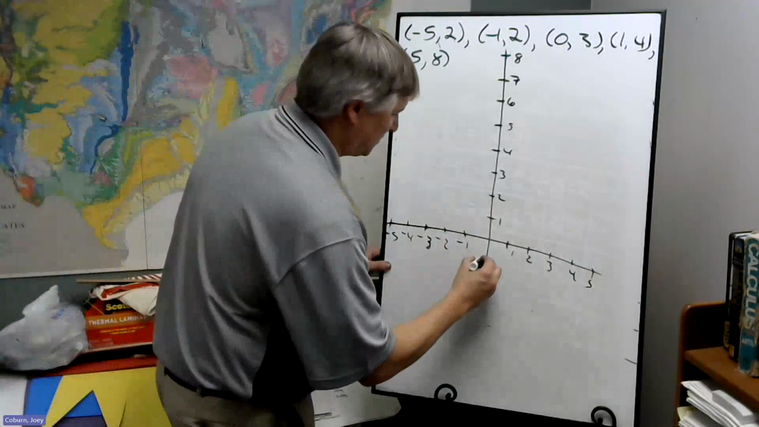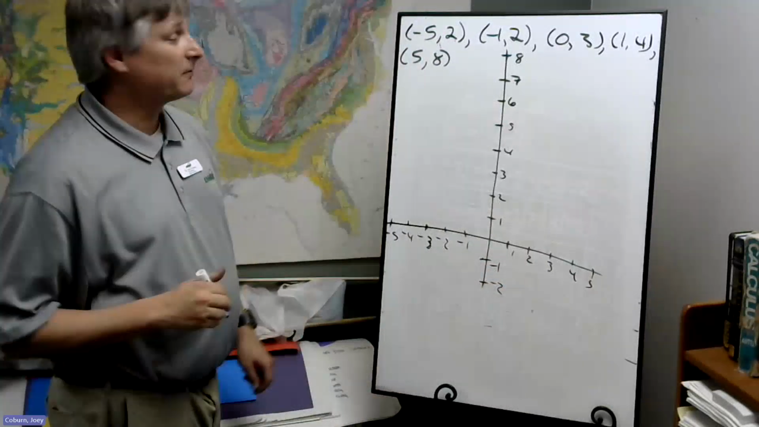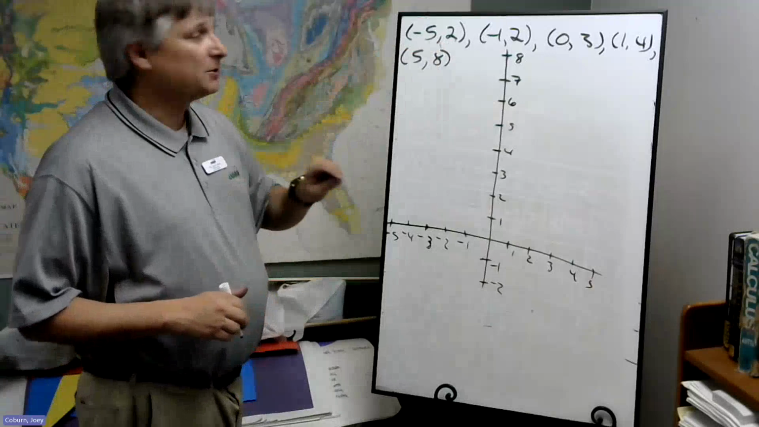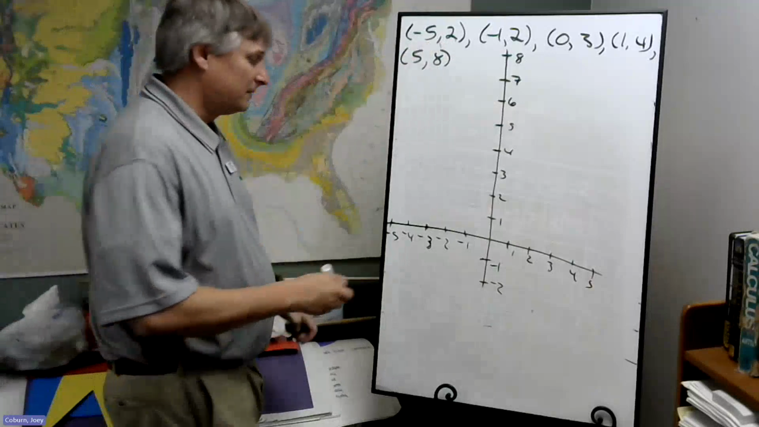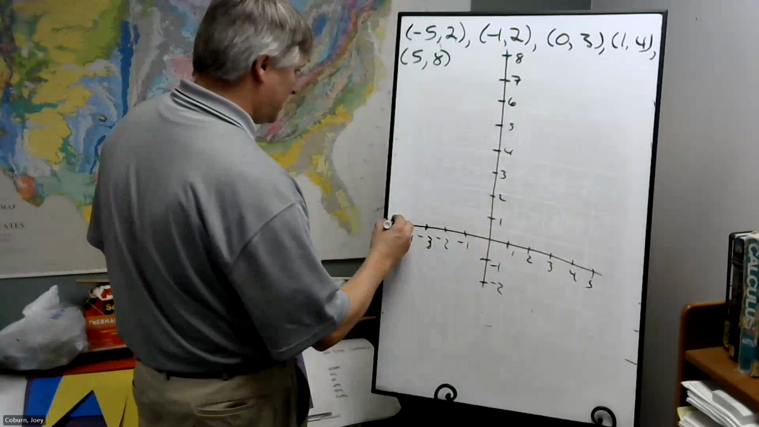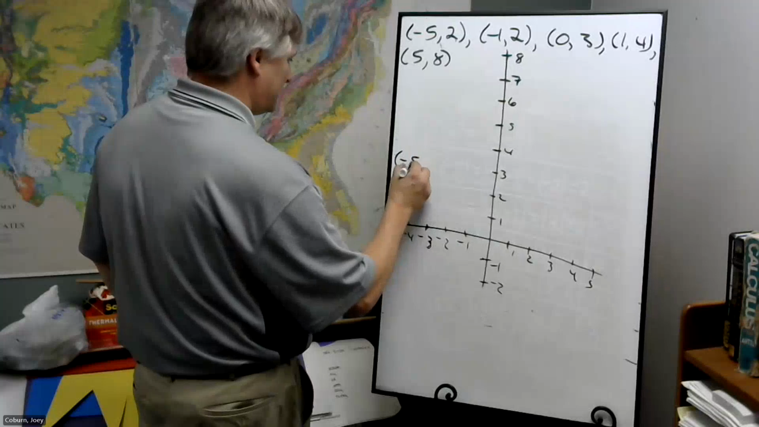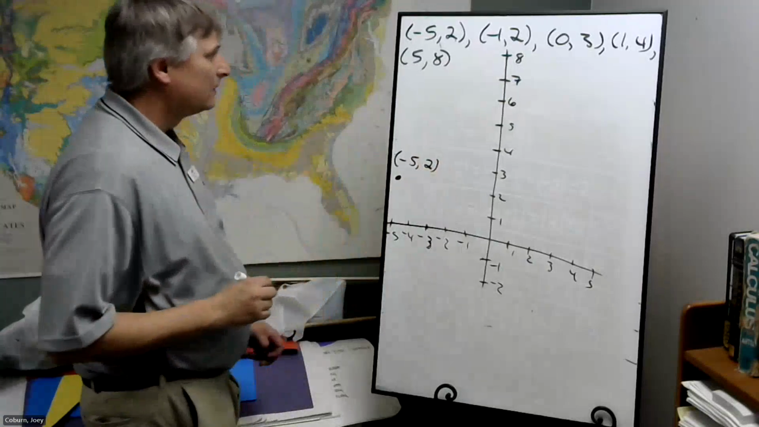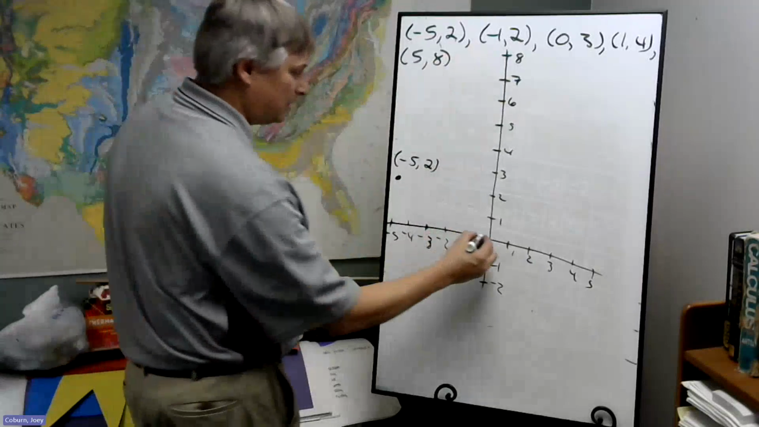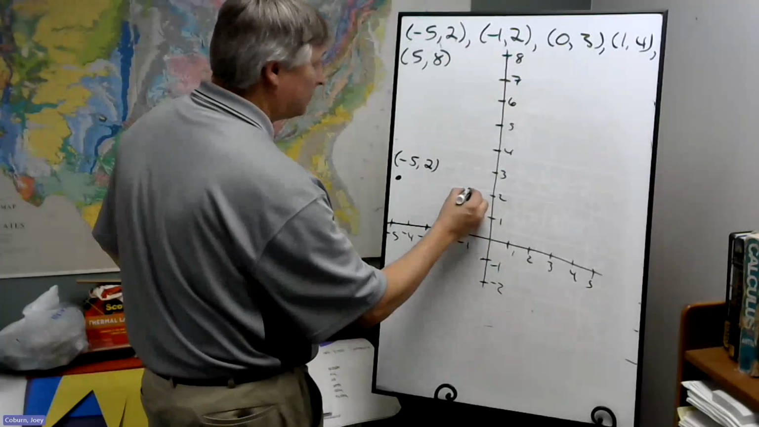And just for completeness' sake, I'll put some negative points down here, but we're not going to use them for this graph. Now, -5, 2. Remember, this is the horizontal. So we start here, leap out to here, and then go up 2 points. -5 and 2. Negative 1 and 2. First number is negative 1. Second number is 2.